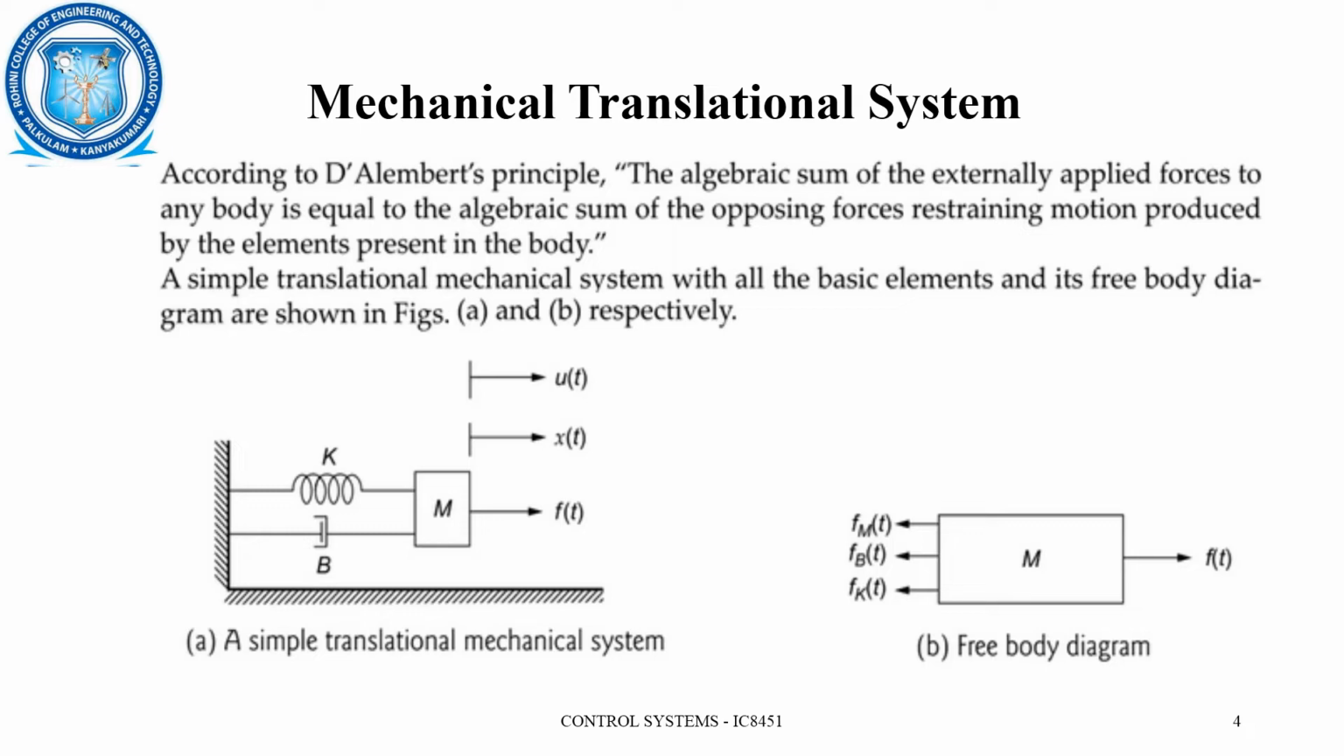According to this principle, the summation of the total forces acting on the body is considered to be zero. Here in the free body diagram, we can see F of t, which is an outward force, and the other forces which are acting towards the mass element. So we can write the total forces as F of t minus Fm of t minus Fb of t minus Fk of t is equal to 0. In this way, we construct the differential equation.